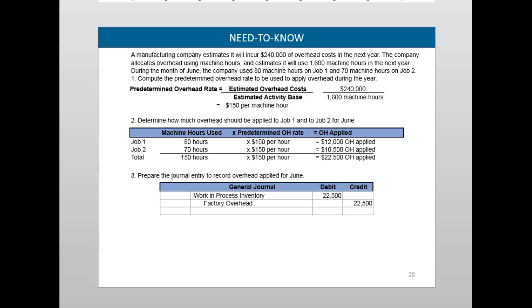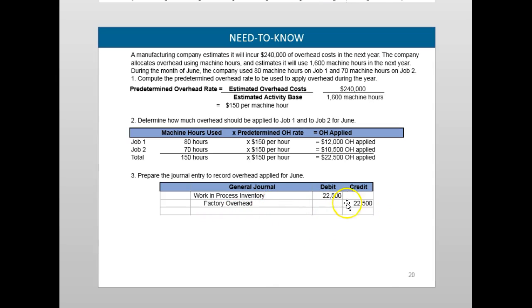So we've got one more. Here's one where they're actually using machine hours. They've looked at it and said, okay, we're going to have $240,000 in overhead. We're going to have 1,600 machine hours. And I'm going to keep track of machine hours for each job. So if I have 80 hours on job 1, if I apply that ratio or whatever that driver is, it comes to $150 per machine hour. I'm going to have how much overhead should be applied to job 1 and job 2. Once I figure that out, I'm going to apply it and put it into my work in process.